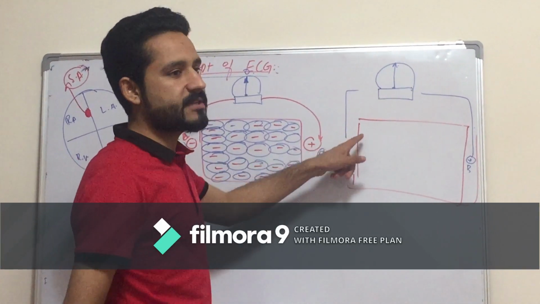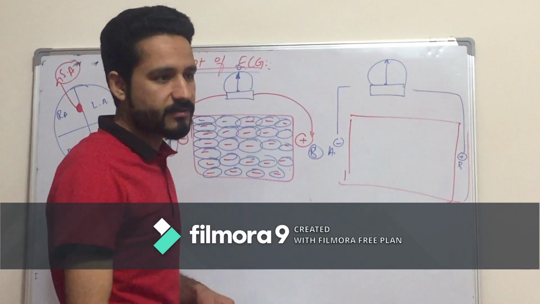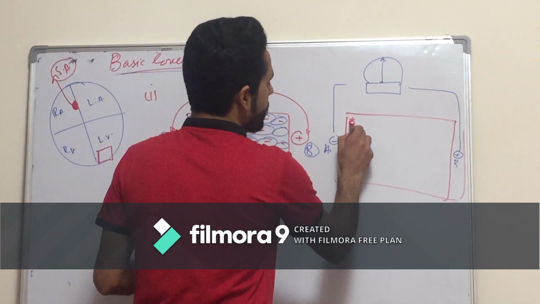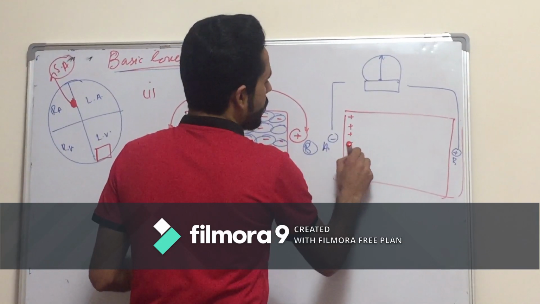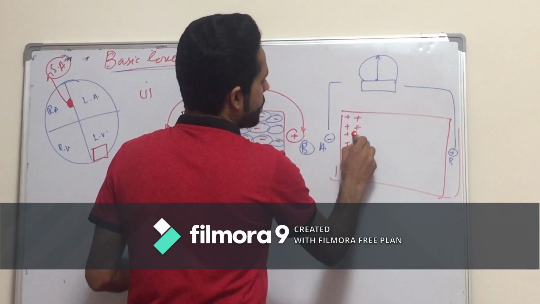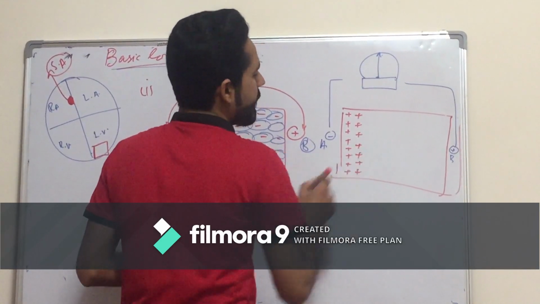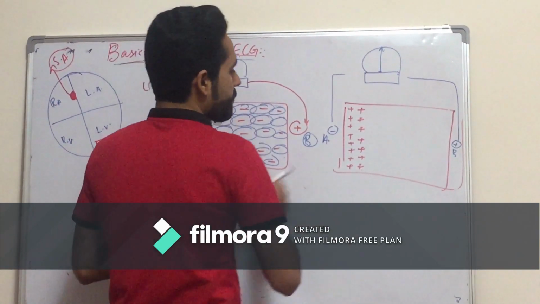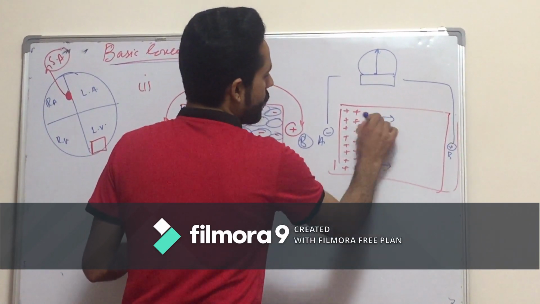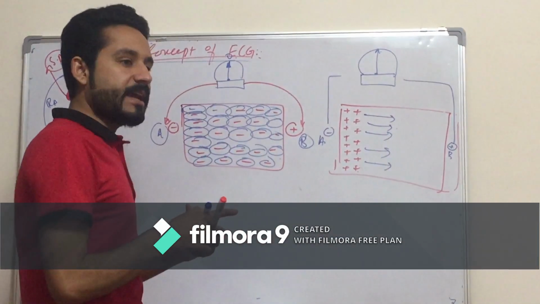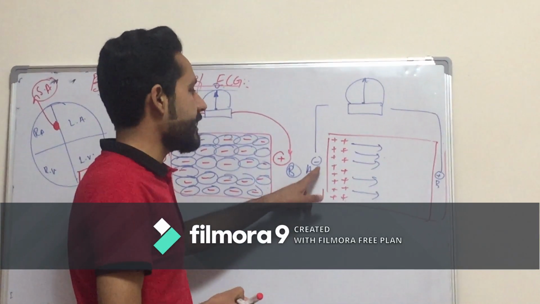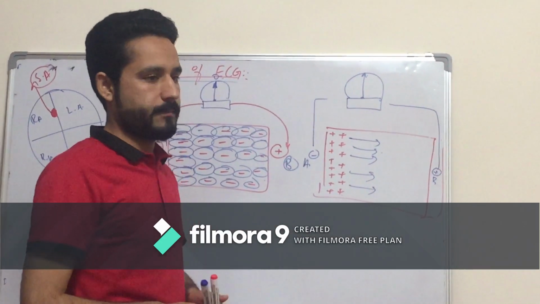The depolarization will start at the A end. So we can say the positive ions will flow from the A side to the B side. We can say the positive ions will move from the negative side into the positive side. So the current direction is from A to B, or we can say the current direction is from the negative terminal to the positive terminal.